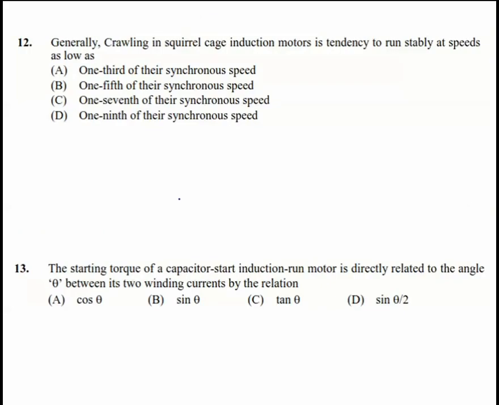And the next question, generally crawling in squirrel cage induction motor is a tendency to run stably at speeds as low as, it is nothing but 1 by 7th of the synchronous speed. Suppose if they ask for cogging, it is nothing but magnetic locking here, so it is going to happen at a synchronous speed of 1 by 5th. Okay, and crawling at 1 by 7th of the synchronous speed here.